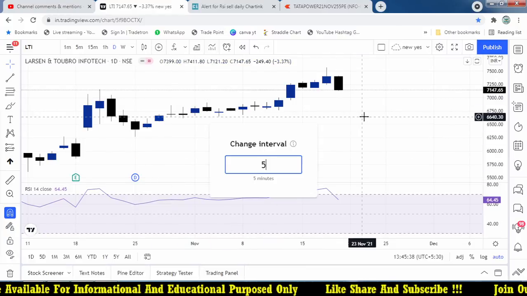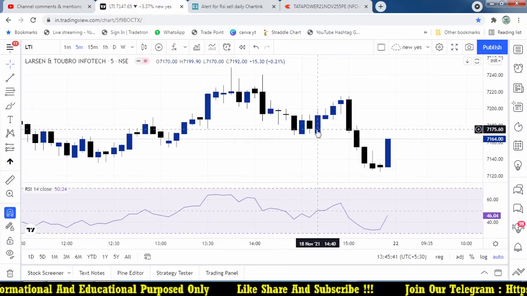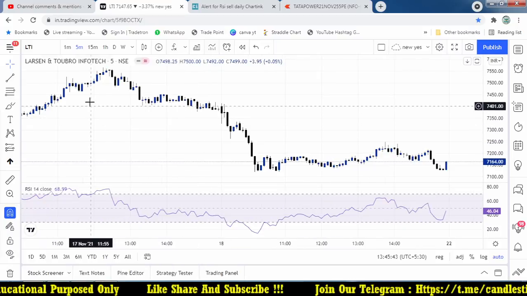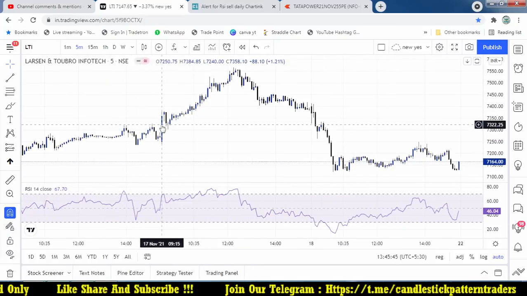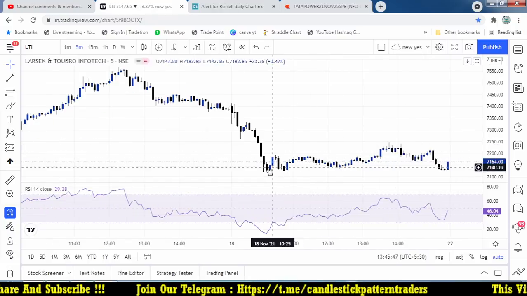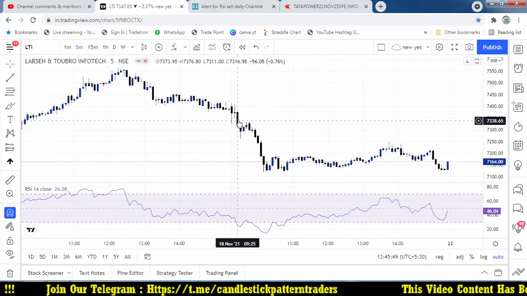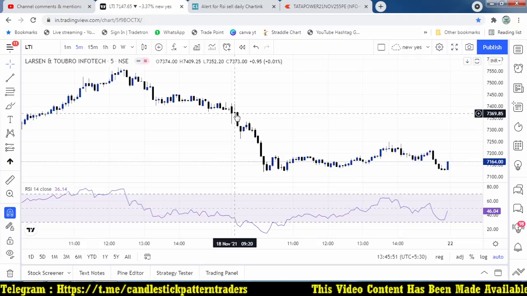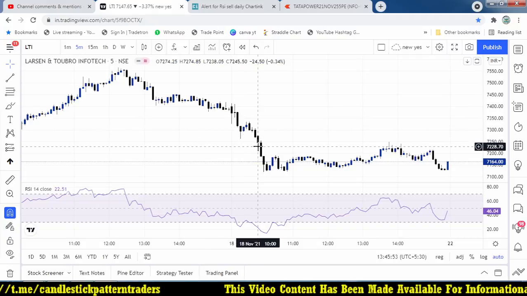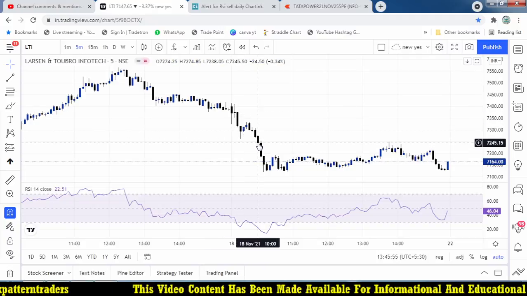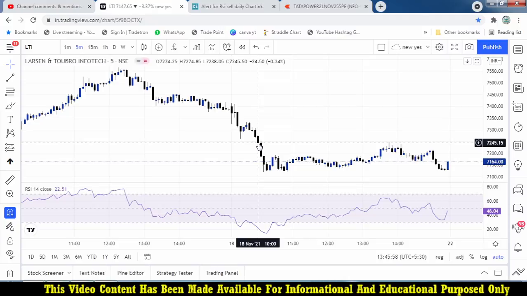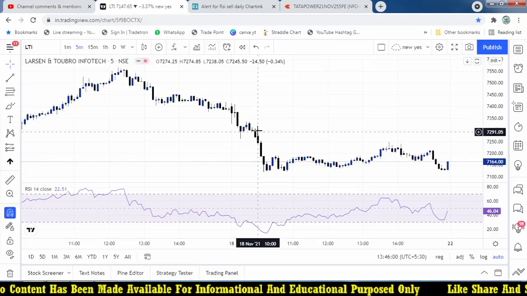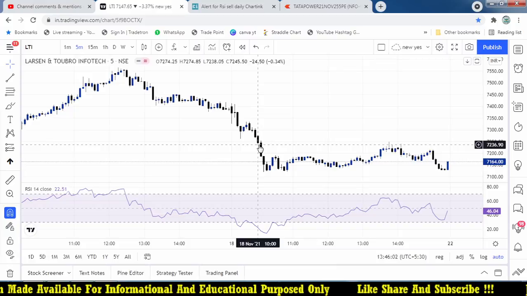So that's why I'm going to open the 5 minutes time frame. Okay, at 10 o'clock what should be the price? Let's see. On 18th November the stock started from here, this is the starting of the day. It started down from 18th November, and this is the time we got the signal. At 10 o'clock the price is 7,245. 7,245 is the closing price.